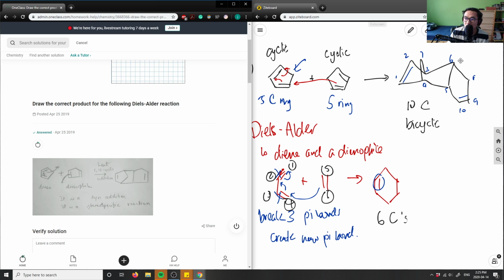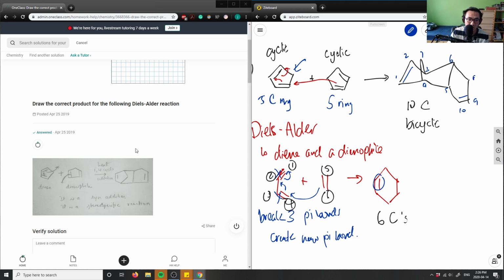So 1, 2, 3, 4, 5. I believe it's there. Give me a second, let me just count. 1, 2, 3, 4 has a double. Yeah, so this is the same structure as what they have here.